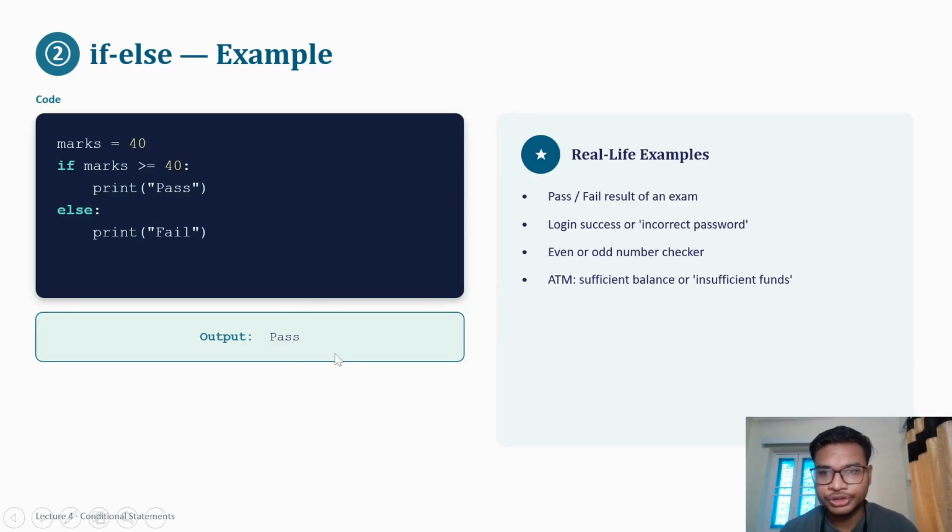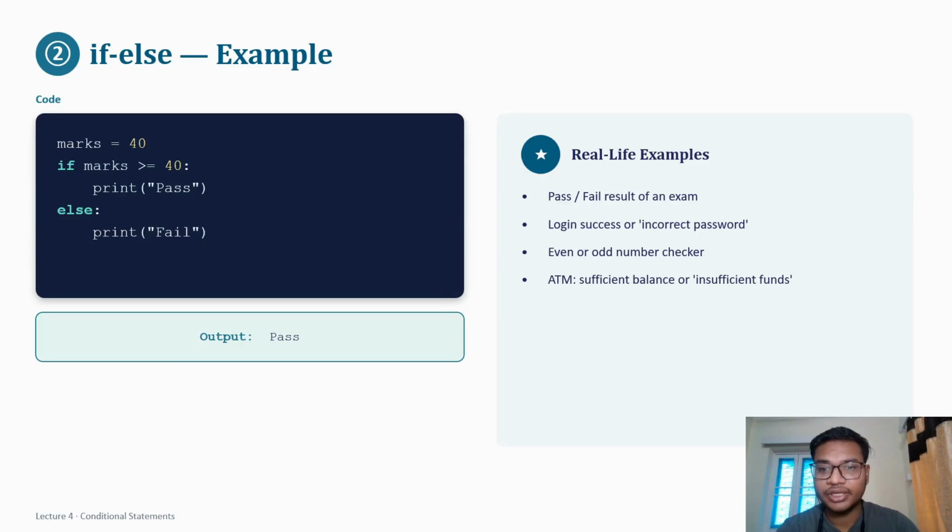So the output is pass. And what was the real life example? Like pass and fail result of an exam. Based on the if else condition, you write a code, and based on that code, the system will automatically give us the pass and fail result in any exam. And login success or incorrect password, based on this if else condition.